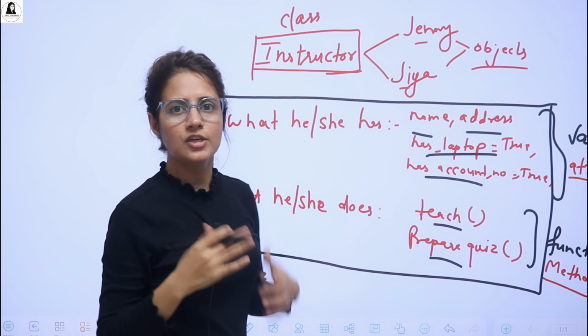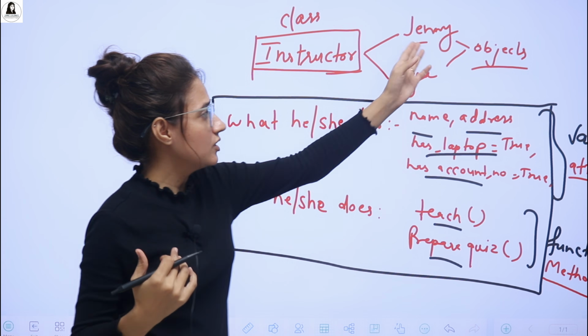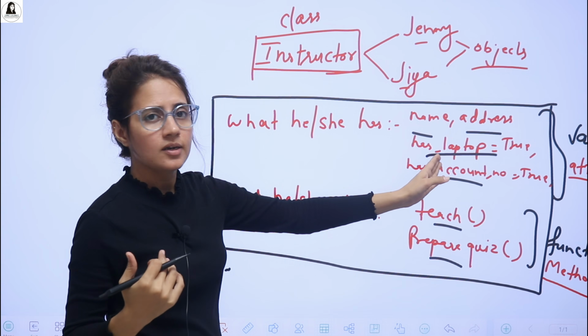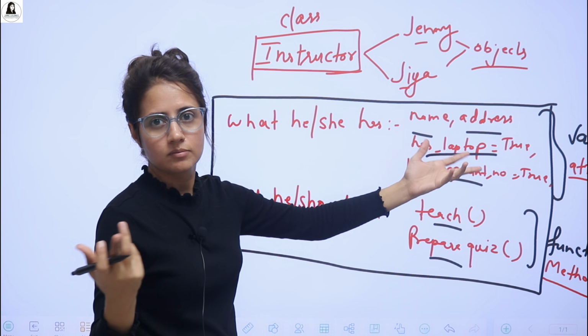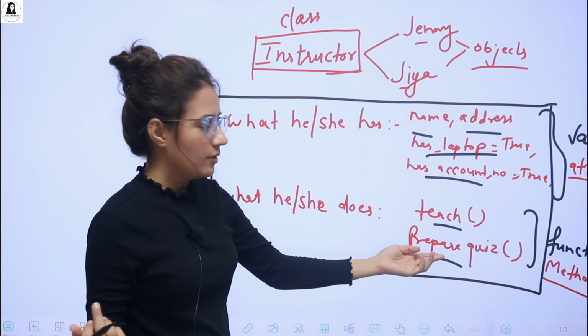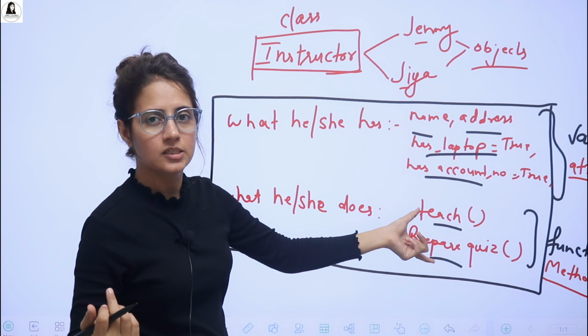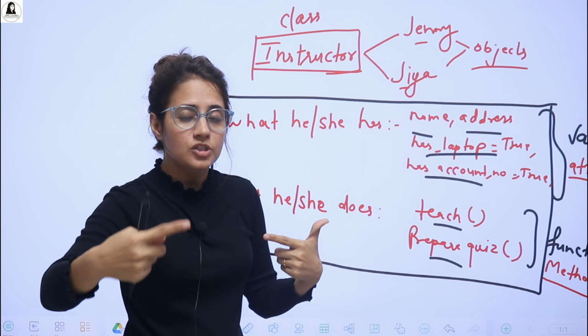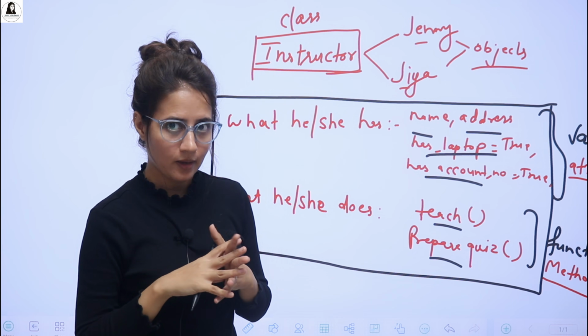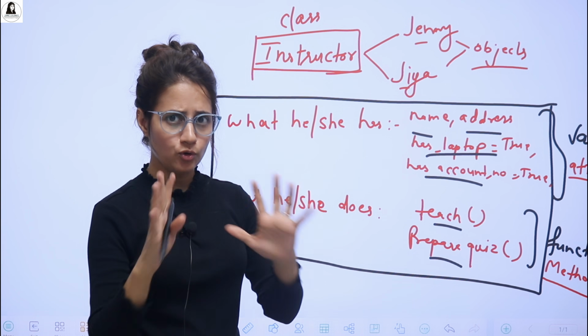So every instructor is having their own identity. Every instructor is having a different address. Every instructor has a laptop, maybe true or false, we don't know. Account number, true or false. Teach and prepare quiz, these two methods every instructor will have. So every instructor, or every object, will have its own identity. Right? So I hope you got this.